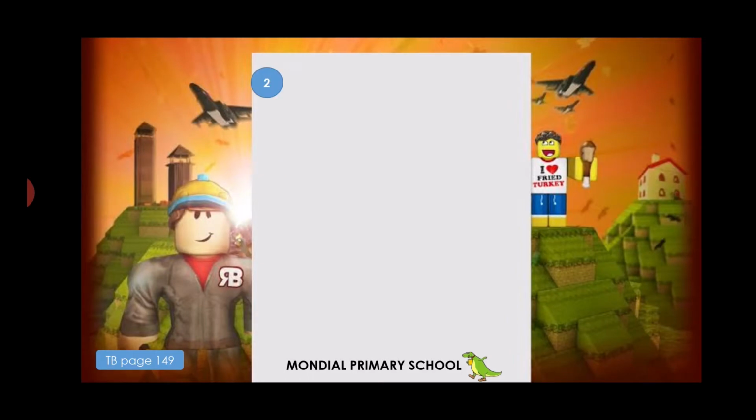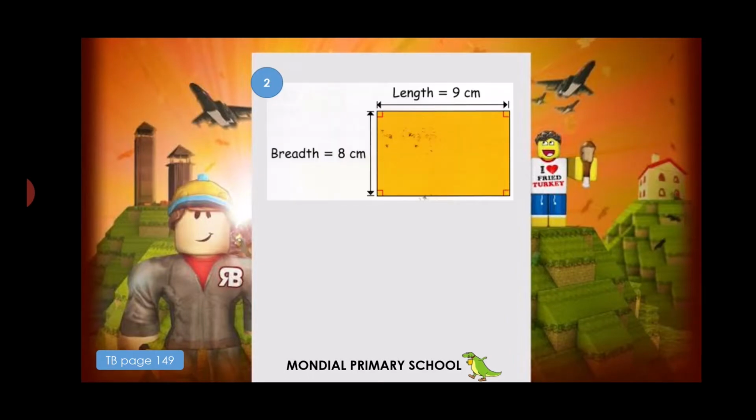Number 2. What about this? The length of a rectangle is 9 centimeters. And the breadth of the rectangle is 8 centimeters. Do you know the area of the rectangle? You are right. Multiply its length by its breadth. Hence, the area of the rectangle is 9 times 8 is equal to 72 square centimeters.